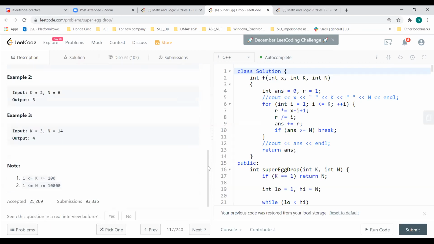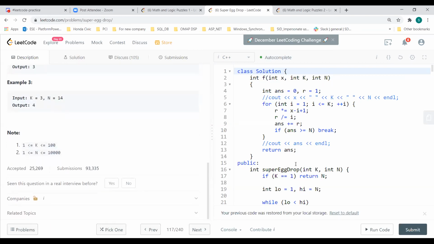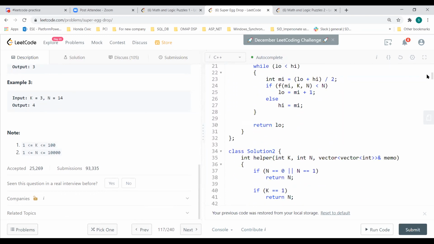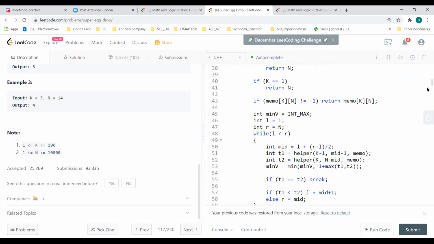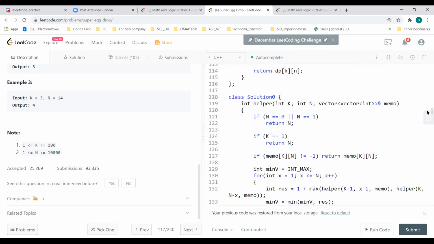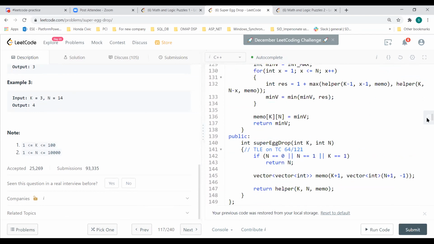But in this case, it's a DP problem, right? So you can solve it with the top-down approach or the bottom-up approach, right? So I have all these solutions here, and we might have solved them in one of the LeetCode sessions. So I'll just go through them very quickly. I don't want to spend more time on this, right?